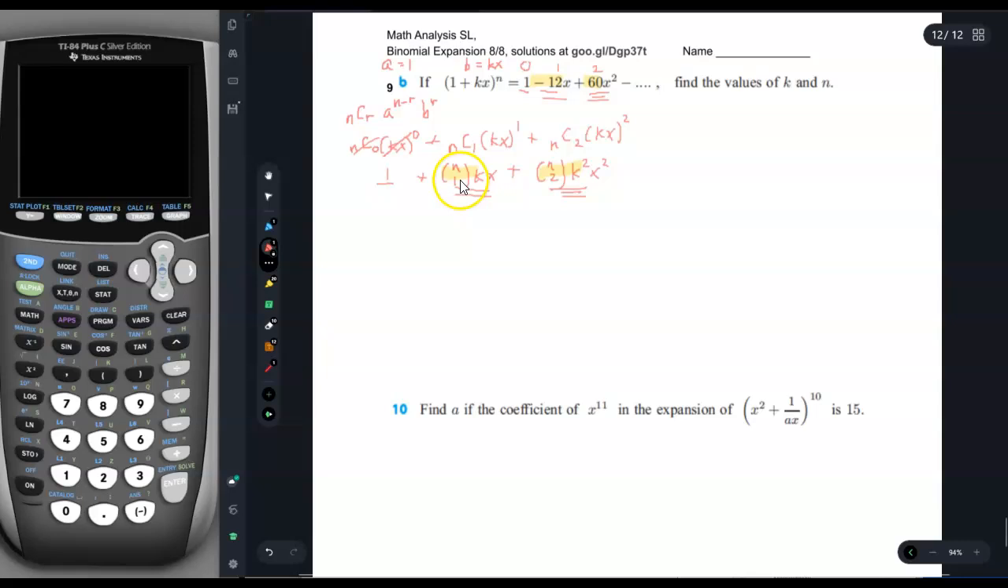By the way, what's n choose 1? n choose 1 is n, right? The second number in a Pascal triangle row is always just the degree. So we could simplify this to nkx. So we know that the second term is nkx, which means that the coefficient is nk, and this coefficient is negative 12. So we know that n times k is negative 12. And then for the third term, n choose 2. We don't know what n choose 2 is, but we know that the coefficient is going to be the n choose 2 coefficient times k squared, and that is equal to 60.